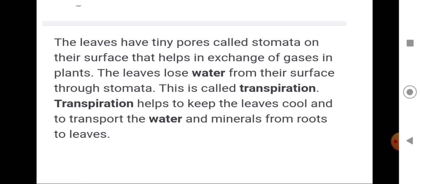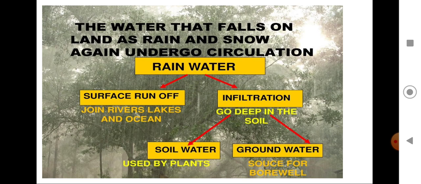So already you know three processes, and one more process involved in the water cycle you have to learn, children. The first one was evaporation, then condensation, precipitation and also transpiration. Yes. Now let us see what happens when it rains. Let us recollect what we learned in the previous class. The water that falls on the land as rain, and sometimes snow depending upon the temperature of the place, can undergo circulation.